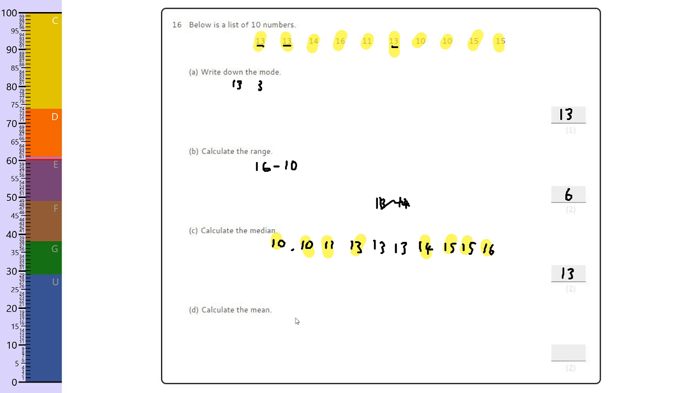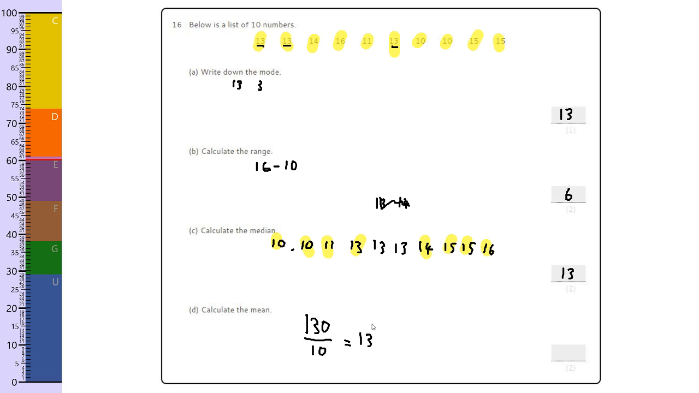Calculate the mean. So I need to add them all up. So 10 plus 10 plus 11 plus 13 plus 13 plus 13 plus 14 plus 15 plus 15 plus 16 equals 130. So let's check I'm on the right thing. Yeah, so 130. And I need to divide it by the amount of numbers, which is 10. So that's going to equal 13.